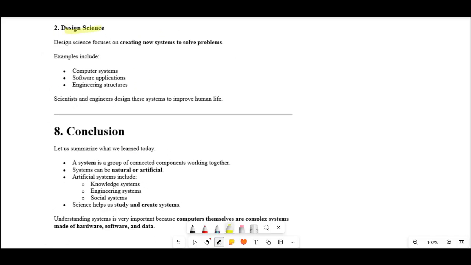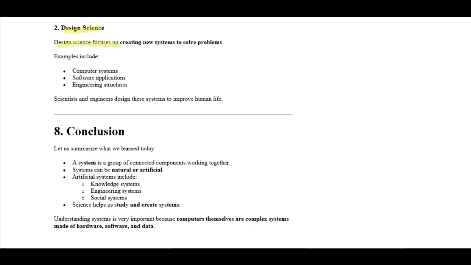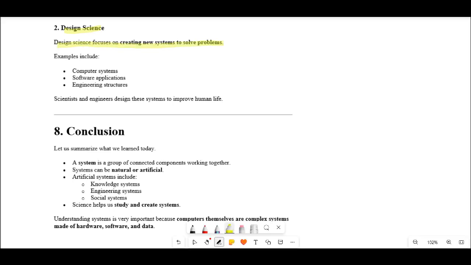Next one is design sciences. Design science focuses on creating new systems to solve problems, and the examples are computer systems, software systems, and engineering structures. Scientists and engineers design these systems to improve human life.